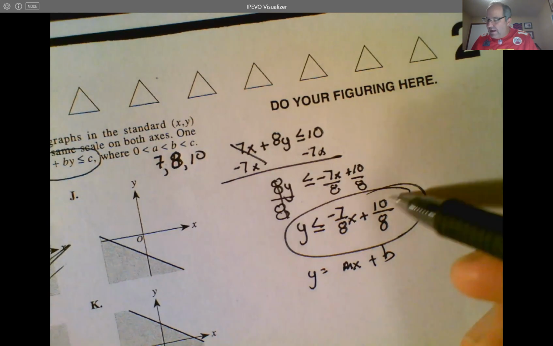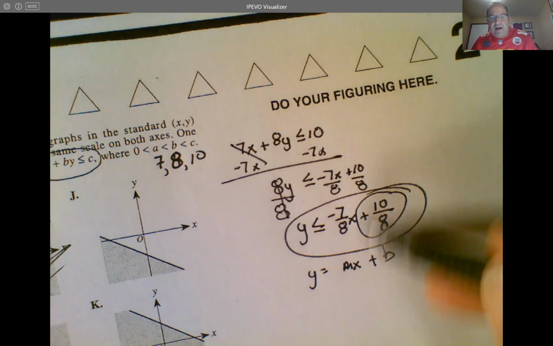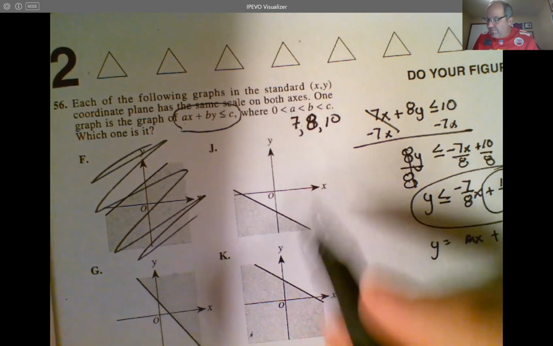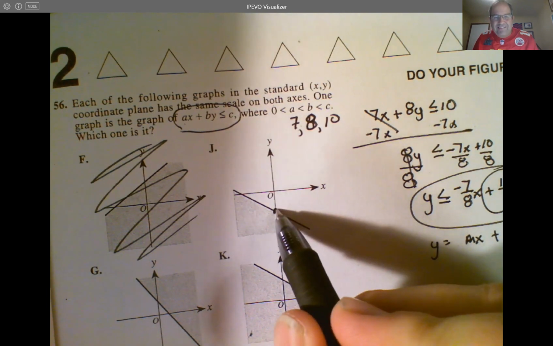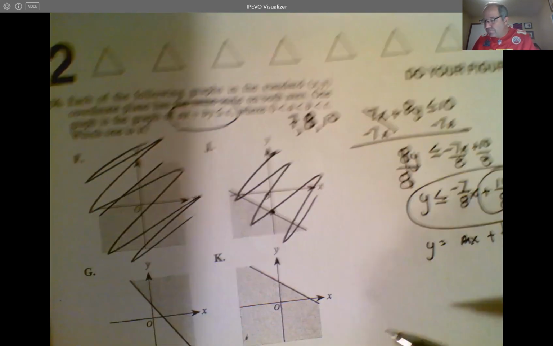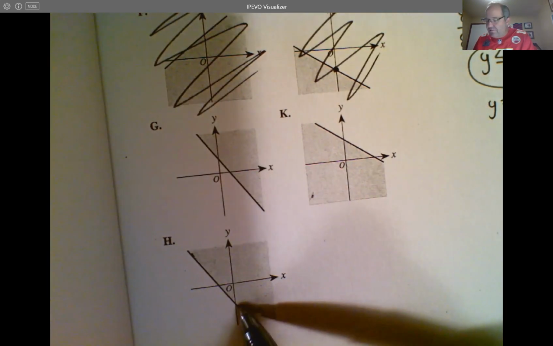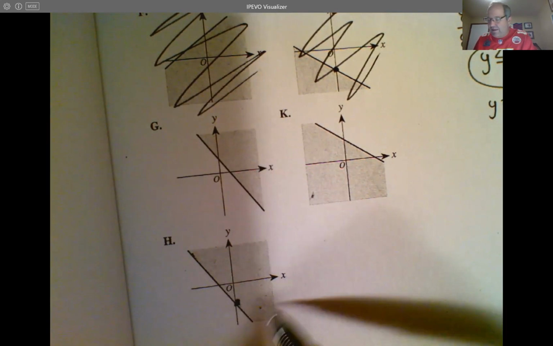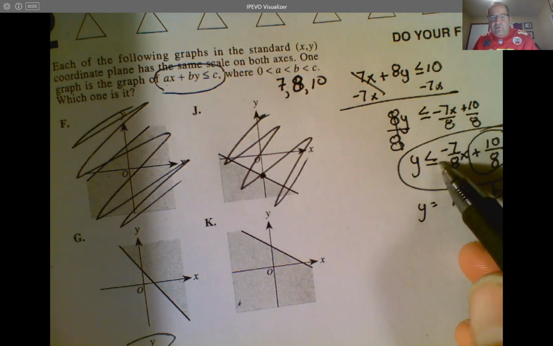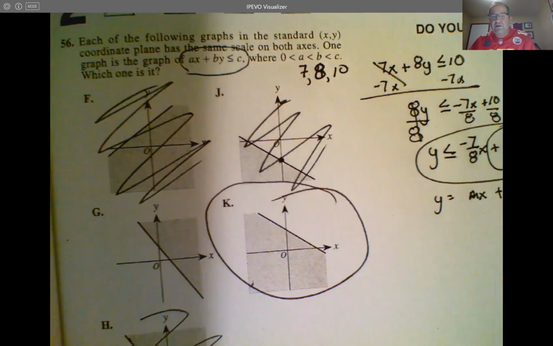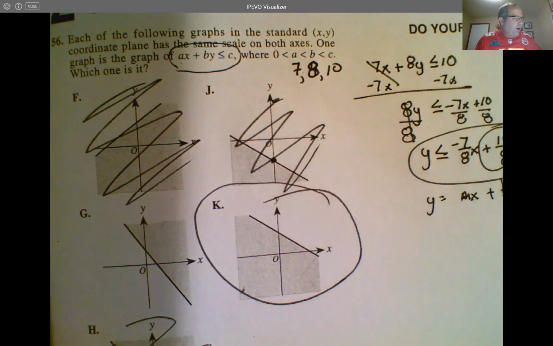The B is the y-intercept, right? Our y-intercept is positive. For this graph, there's the y-intercept. That's negative. Nope. Here's this graph here. This y-intercept, it's negative. Can't be that one. And then the last one is it's less than or equal to. So that means the shading is below. There we go. It's called picking values and plugging them in, right?